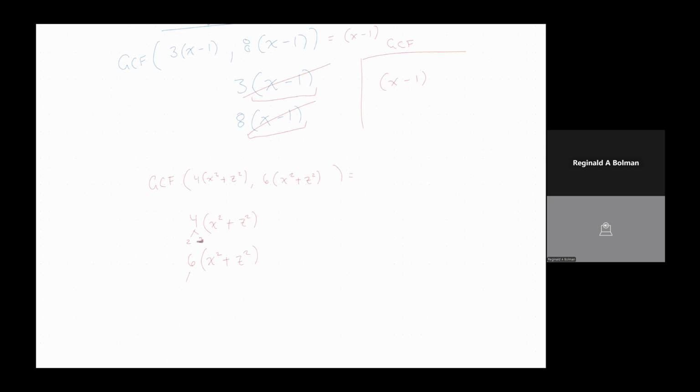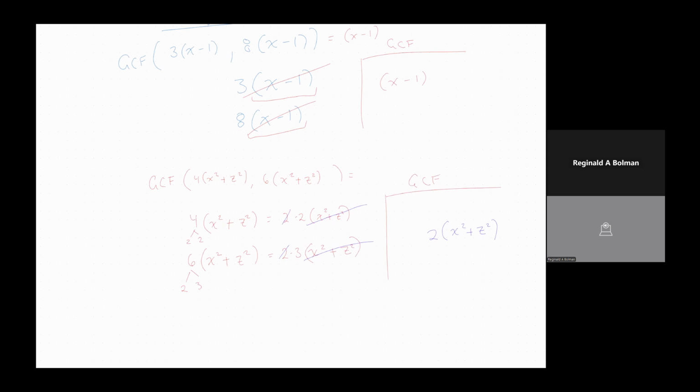So 4 is the same thing as 2 and 2, and 6 is the same thing as 2 and 3. So really this 4 times x squared plus z squared is the same thing as 2 times 2 times x squared plus z squared. And this 6 times x squared plus z squared is the same thing as 2 times 3 times x squared plus z squared. So when you go to calculate your GCF, yes, while it's true I've got to consider this x squared plus z squared term as its own number, that's not the only thing that's in common. I also have to consider the 2's that are in common between the 4 and the 6.